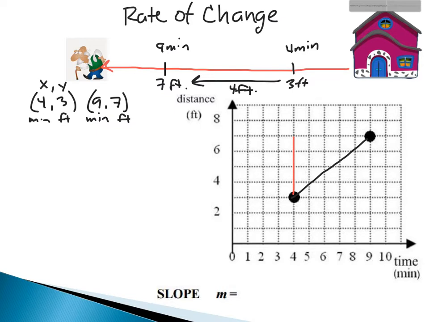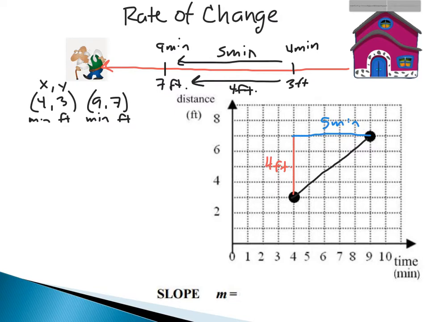Now, this did not occur in an instant. It took some time. So this occurred from 4 to 9 minutes, which occurred in 5 minutes. I'm going to show this on the graph as well, that from 4 to 9 minutes could be shown there. And that is a total of 5 minutes. And I didn't write it down, but we also have 4 feet. We can use this now to express the slope.